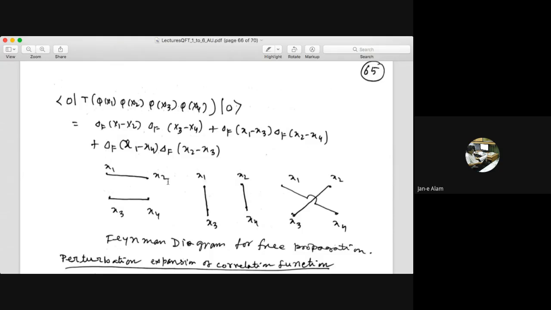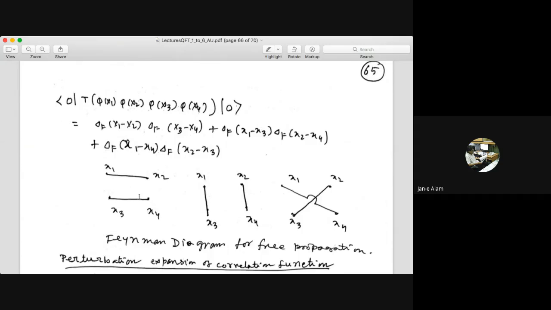But free particle propagation will not help you to learn anything actually, because if a particle goes from 1 to 2 and other goes to 3, 4 to 4, and if they are not talking to each other, if there is no interaction between them, then we don't learn anything. But this is just a demonstration of how the Feynman diagrams are going to arise in our theory. So simply what we have done is that we are calculating the time order product of the combination of fields.